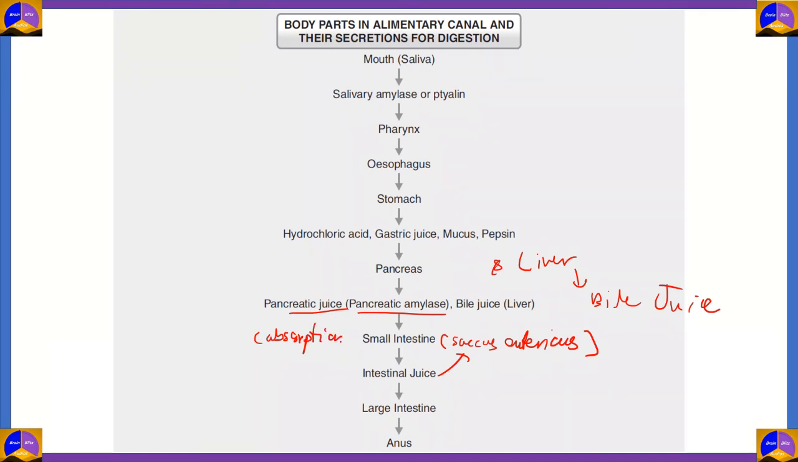So the food is absorbed in the small intestine into the circulatory system, and then it moves on to the large intestine, where absorption of water takes place. So the waste that we get finally from the food is solidified in the large intestine, and then that solid waste is removed through the anus.